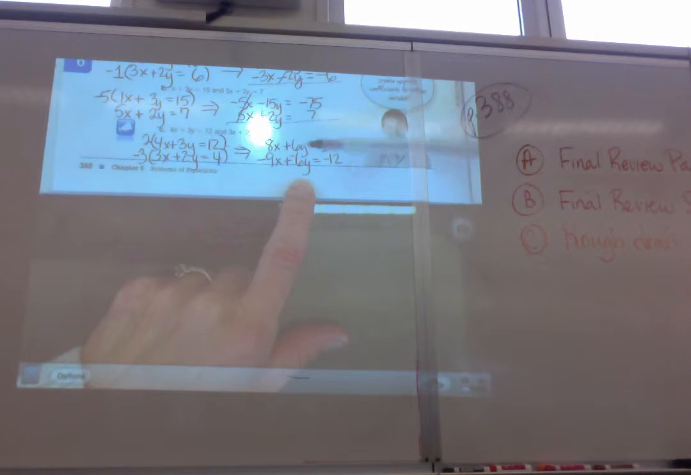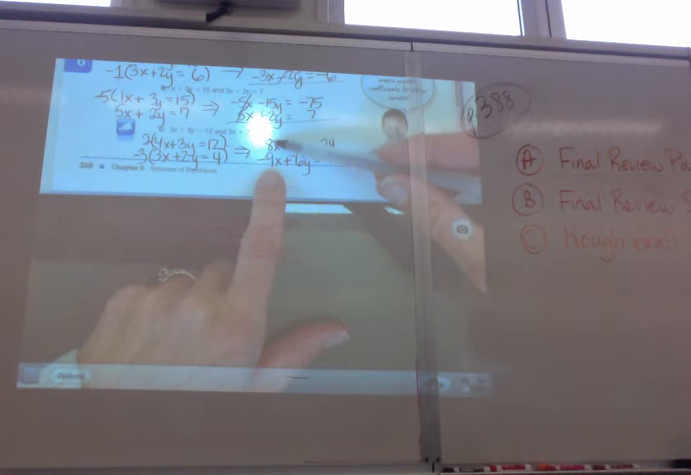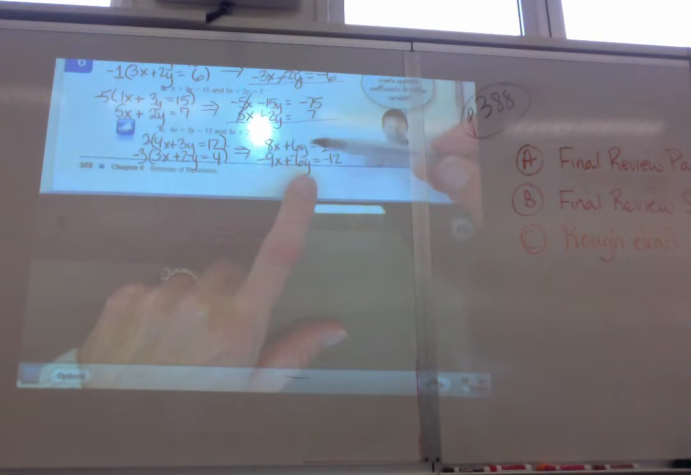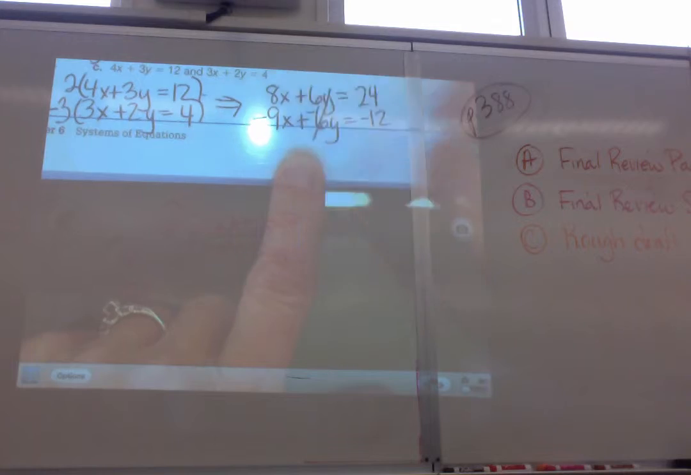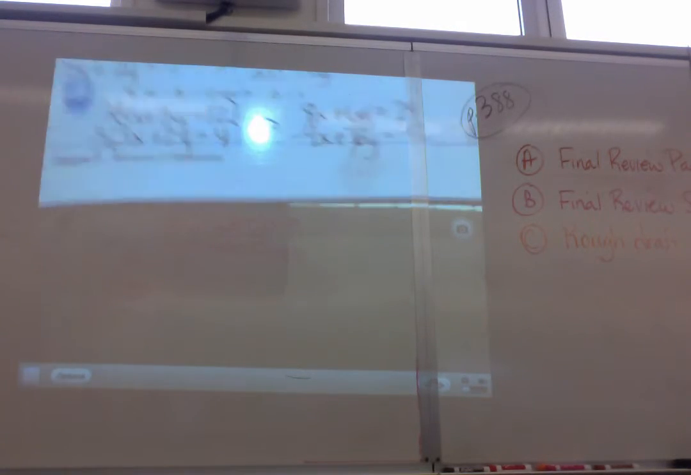Oscar, what's going to cancel out? The x's or the y's? Try again. When I add these two, are those going to cancel? Okay. When I add these two, are they going to cancel? Can you see them, Oscar? I know that's far away for you. Why are they going to cancel? Because they're opposites. One's a plus, one's a minus. Good. There we go. All right.